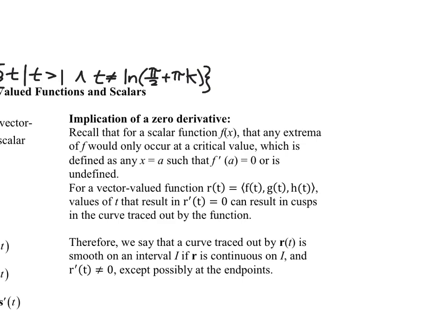All right? We also say that a curve traced out by r of t is smooth on an interval if r is continuous and r prime of t is not equal to 0, except possibly at the endpoints. I'll address that possibly at the endpoints down the line. But it's kind of the opposite of what you would expect in function-based calculus. All the single variable stuff that you learned back in Calc 1, it's kind of the reverse. So when we're dealing with smooth continuous functions, we're talking about the derivative not being equal to 0. It's when you get into the corners, cusps, and things like that, that you're looking at the derivative being equal to 0.